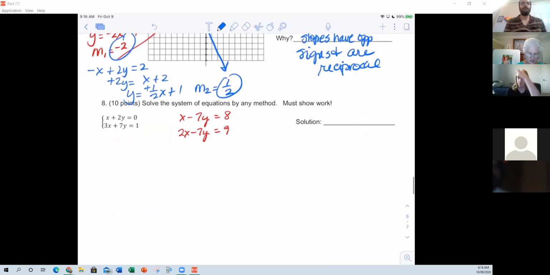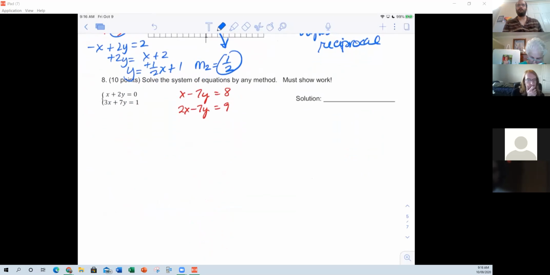Okay, then this one, number 8, solved by any method. Anybody want to see that one? Yes, please go and do that one. Sure. Just for double checking.